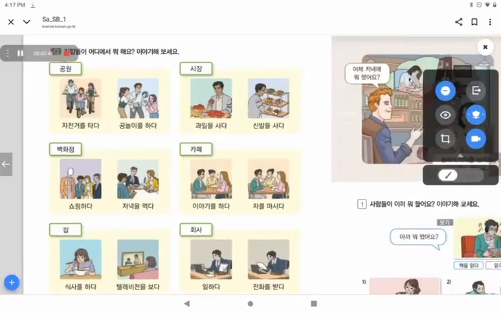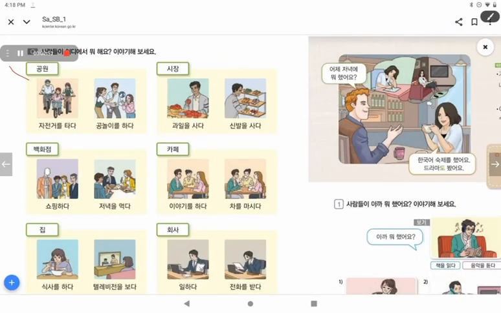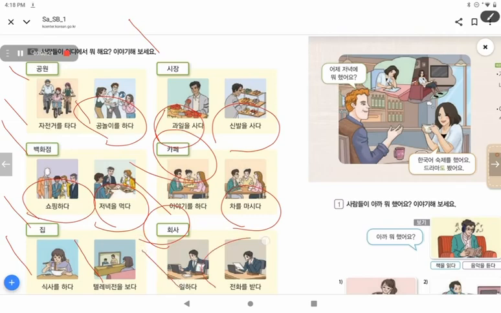공원, 자전거를 타다. 공놀이를 하다. 시장, 과일을 사다. 신발을 사다. 백화점, 쇼핑하다. 저녁을 먹다. 카페, 이야기를 하다. 차를 마시다. 집, 식사를 하다. 텔레비전을 보다. 회사, 일하다. 전화를 받다.